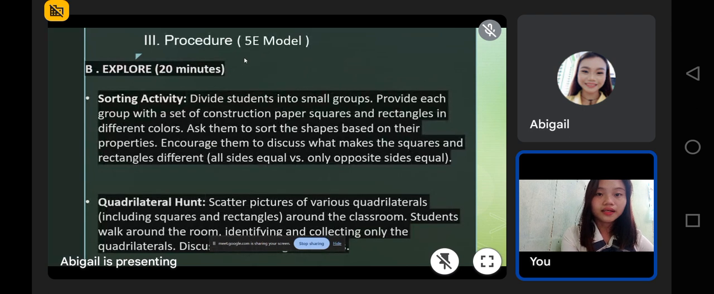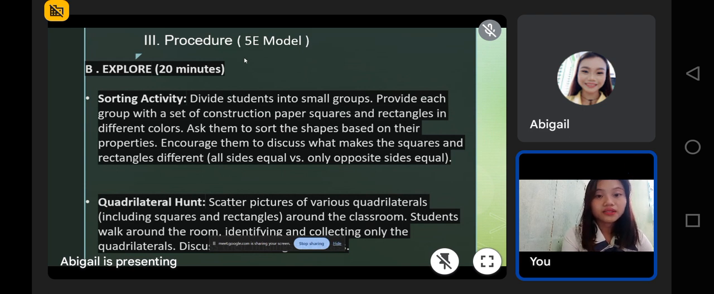In the Explore, for 20 minutes, in the starting activity, I will divide the students into small groups. I will provide each group with a set of construction papers, squares and rectangles in different colors, and ask them to sort the shapes based on their properties. I will encourage them to discuss what makes squares and rectangles different: all sides equal versus only opposite sides equal.